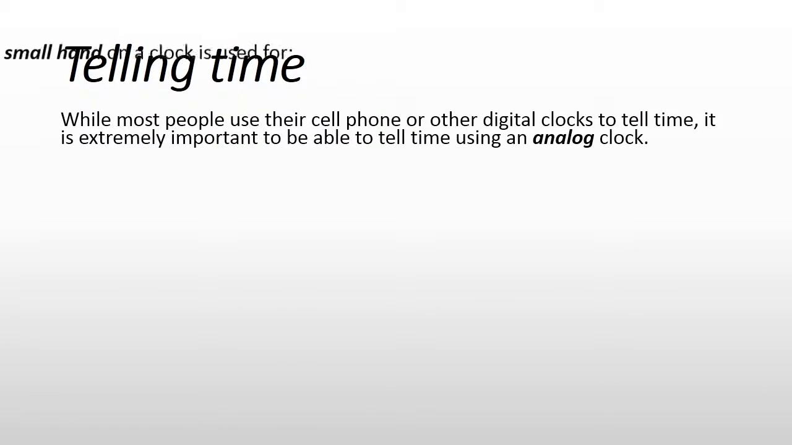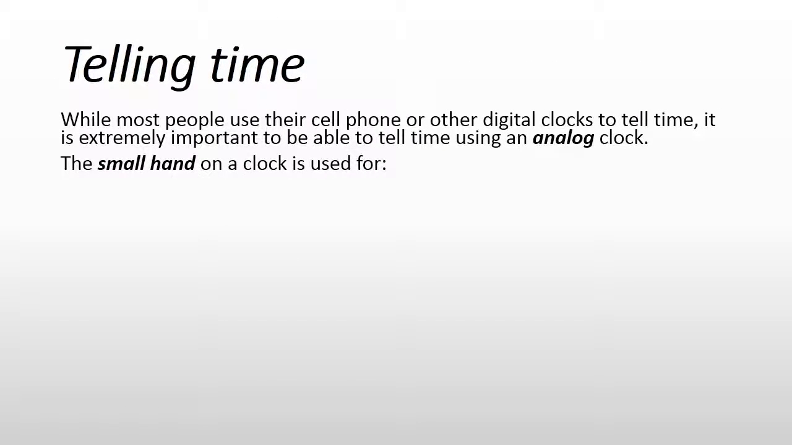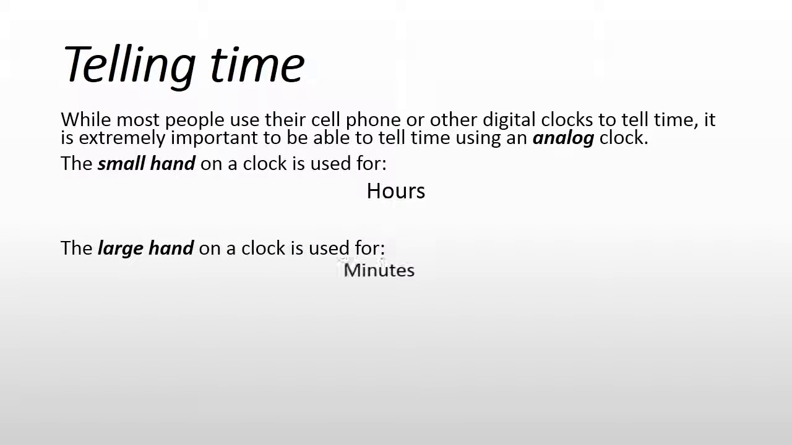So telling time, a lot of people are still confused about how to tell time using an analog clock. So I'm going to break it down really easily for you. First things first. The small hand on a clock is going to be used for your hours. The large hand then would obviously be used for your minutes. So if I had a clock and the large hand was pointing at 2 and the small hand was pointing at the 4, it would be 2:20.